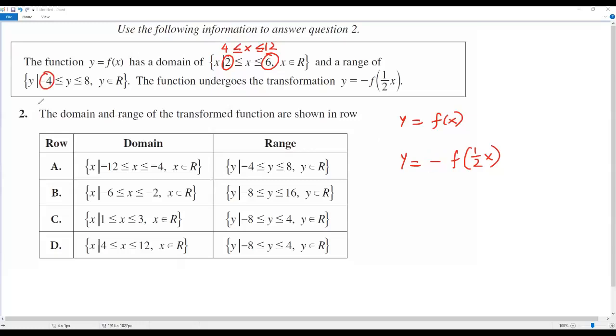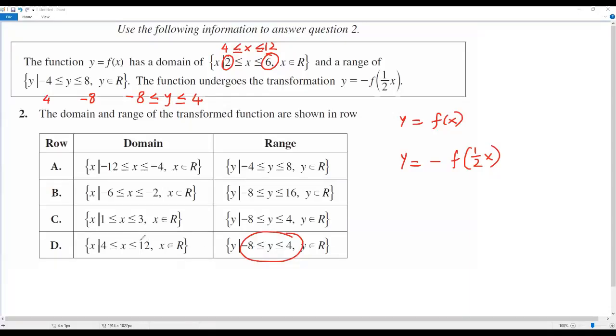When I multiply this -4 by negative, it will become just 4, and when I multiply this 8 by negative, it will become -8. So -4 becomes +4 and 8 becomes -8. Now this is a minimum value, this is a maximum value. Then we have to write the range as -8 less than or equal to y less than or equal to 4. So this range we find in option D.